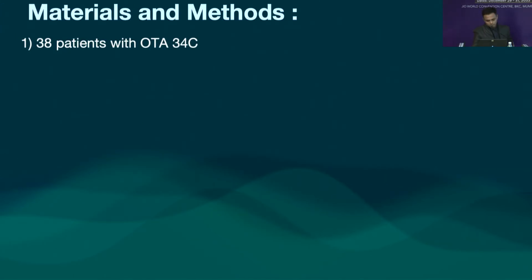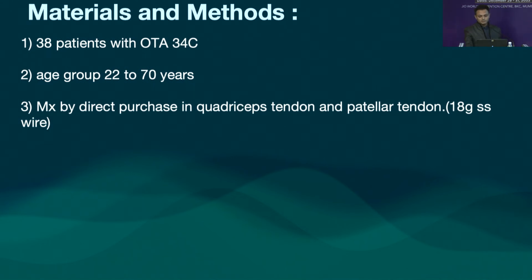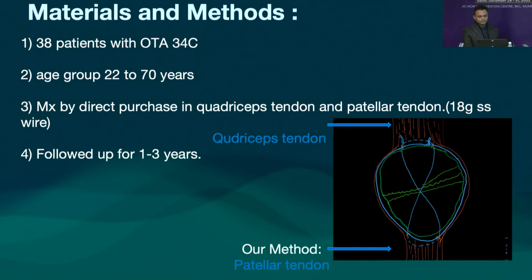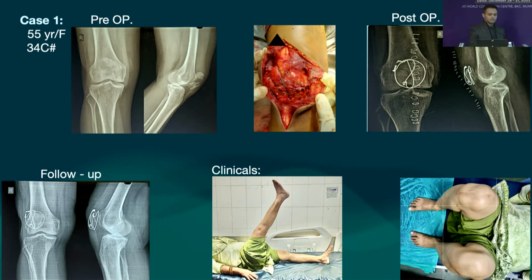So we included 38 patients with OTA 34-C types of fracture. Age group varied from 22 to 70 years. All of them were managed by direct passing through the quadriceps tendon and the patellar tendon. This is a schematic diagram. We followed up these patients from 1 year to 3 years. The outcome was evaluated on the basis of ROM, articular reduction, healing time, and the Böstman score.